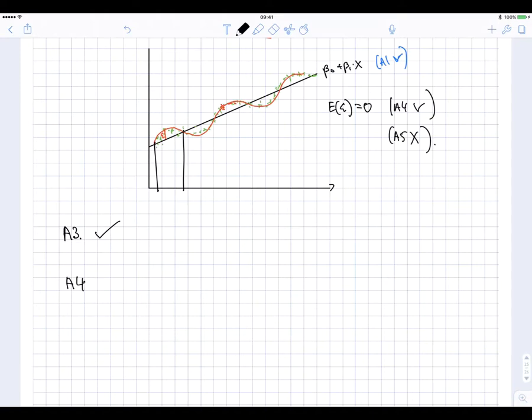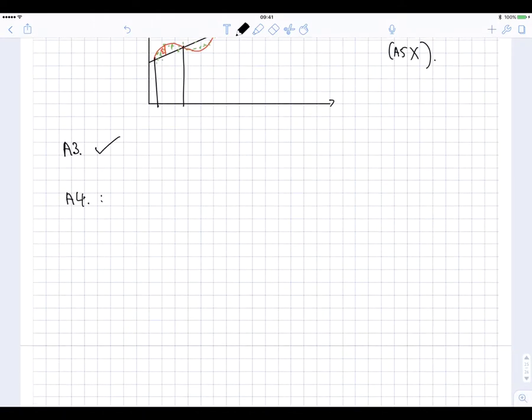Note what A4 is telling you. A4 is telling you that the expected value of epsilon i is equal to 0 for all i.